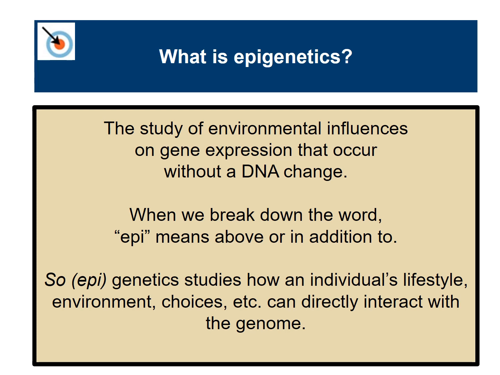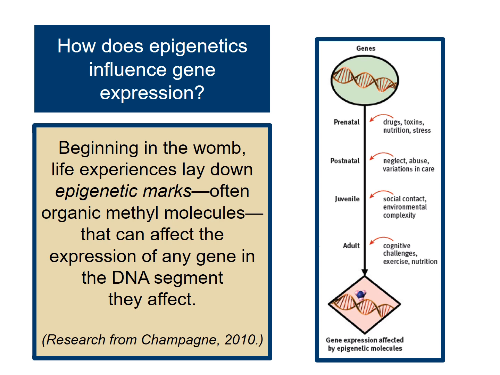Last part of the genetics is epigenetics. Epigenetics is the study of environmental influences on gene expression that occur without a DNA change. When we break down that word, epi means above or in addition to. So epigenetics studies how an individual's lifestyle, environment, choices, etc., can directly interact with the genome and how it influences gene expression. So beginning in the womb, life experiences lay down epigenetic marks, often organic methyl molecules that can affect the expression of any gene in the DNA segment they affect.